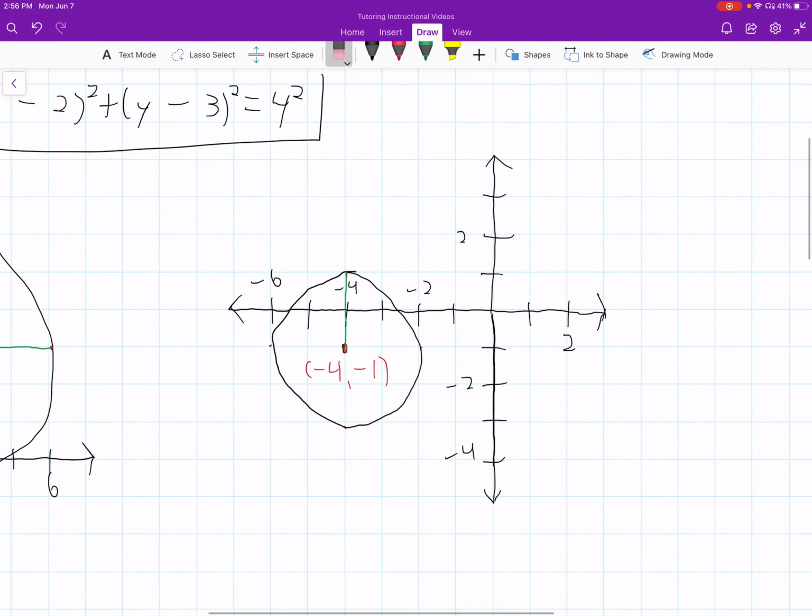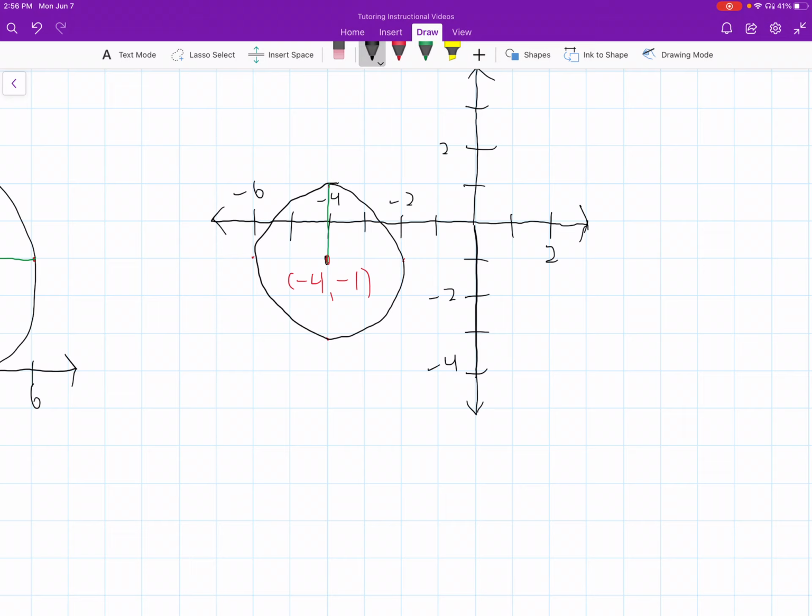So what about this one? It's a very similar idea, but we do have to be careful with the signs. I purposely chose this example so that the center point would have negative coordinates, because keep in mind we're subtracting the coordinates, so here it would be (x minus negative 4), because that's our h, whole quantity squared. Similarly, it's (y minus negative 1), quantity squared.